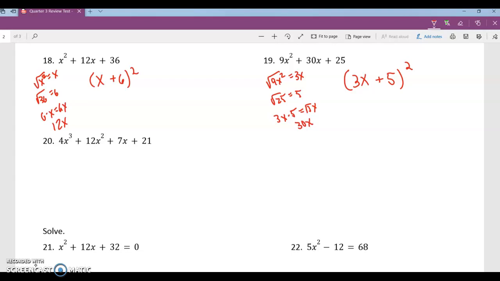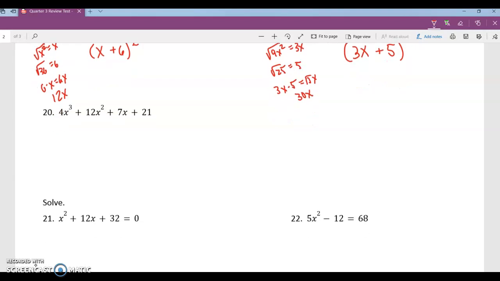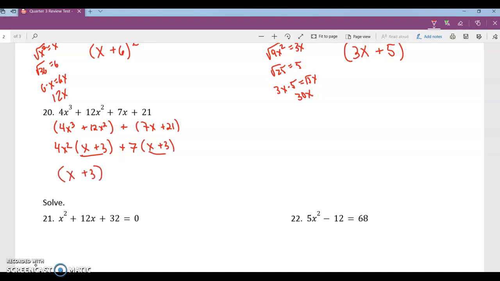Number 20, I see 4 terms, so I think grouping automatically. So I'll pair this off, 2 and 2, always with addition in between. Start. Take a 4x squared out of the first term. So I'm taking out GCFs. Left with x plus 3. I better be left with x plus 3 in this next factoring. I'll take out a 7, and I'm left with x plus 3. So I have identical binomials. I'll factor that out. I'm left with 4x squared plus 7.